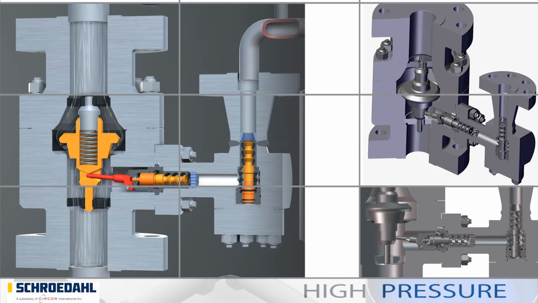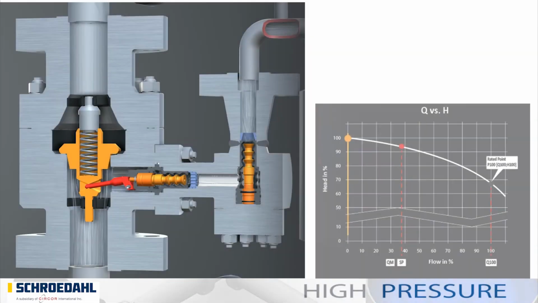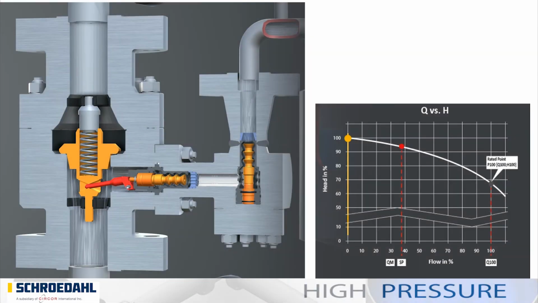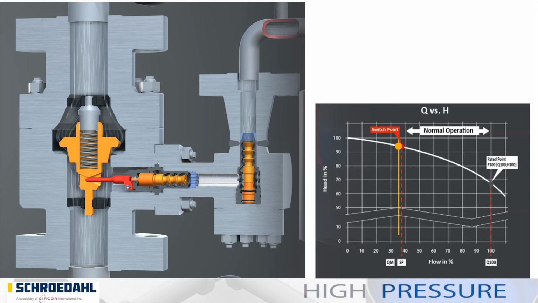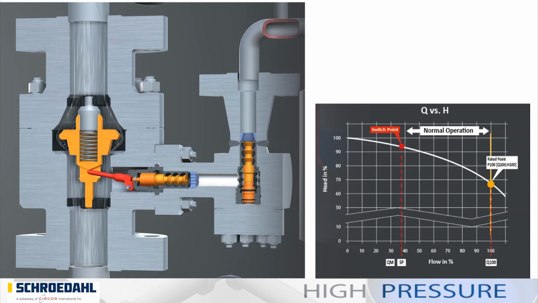In this context, Schroedahl interprets the term modulation to mean the minimum volume is automatically reduced with increasing process volumes. The switch point of the MRK is very low, ensuring high efficiency throughout the entire process. The position of the main check valve varies according to the pump delivery rate.